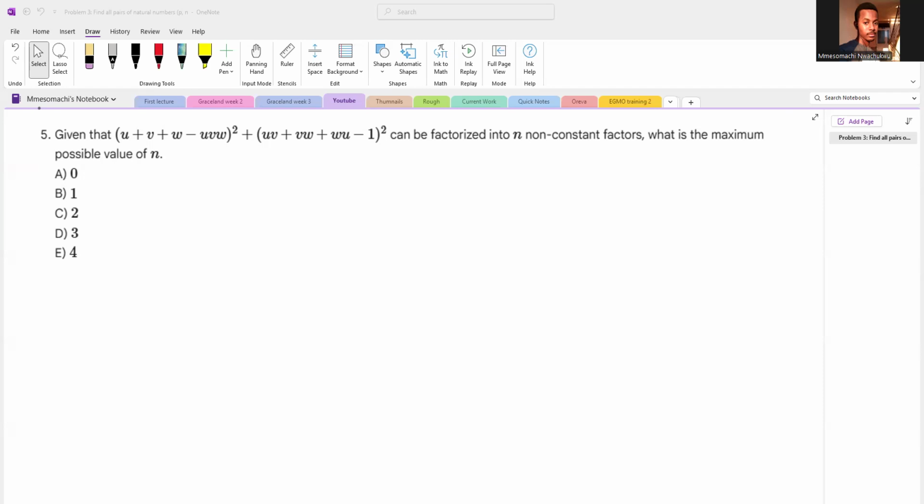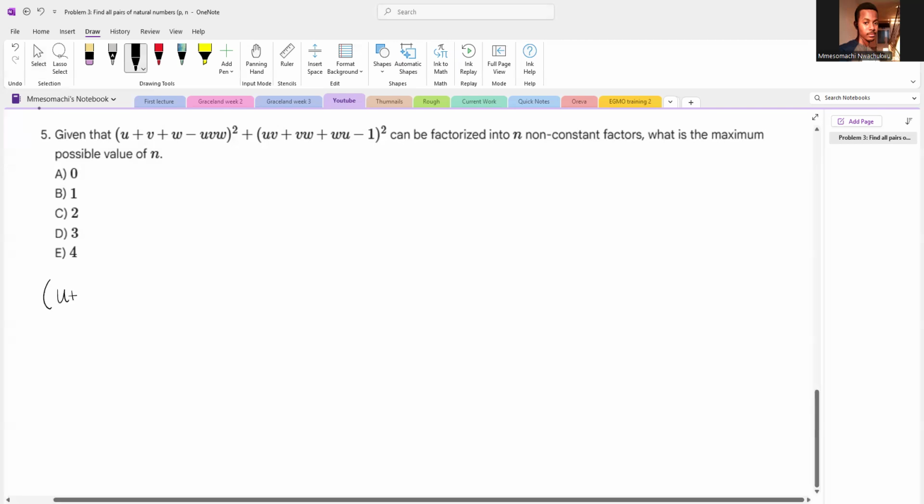Okay, so in this video, we'll be looking at problem 5 from the 2024 Special Maths contest, the first round. It says, given that (u + v + w − uvw)² + (uv + vw + wu − 1)² can be factorized into n non-constant factors, what is the maximum possible value of n? Okay, so let's look at this problem.